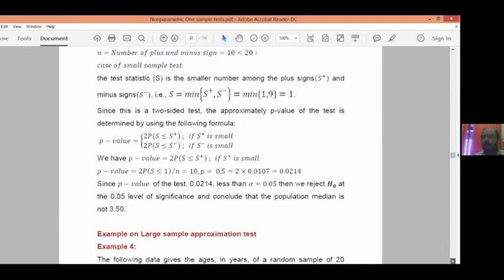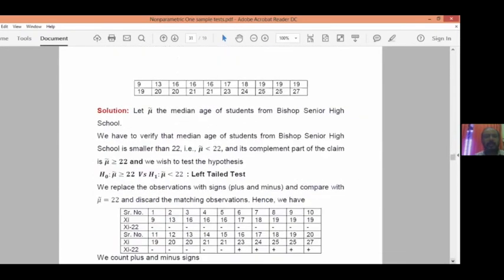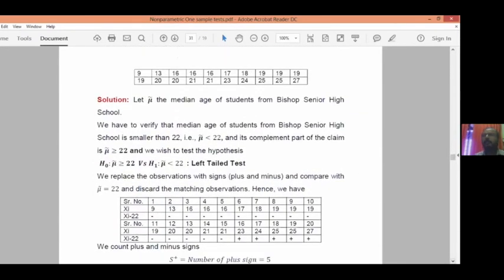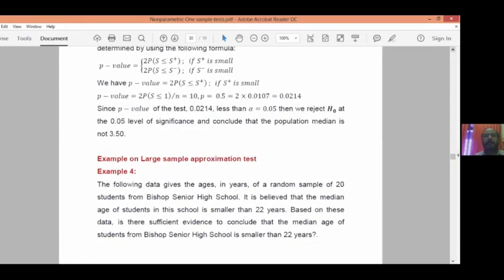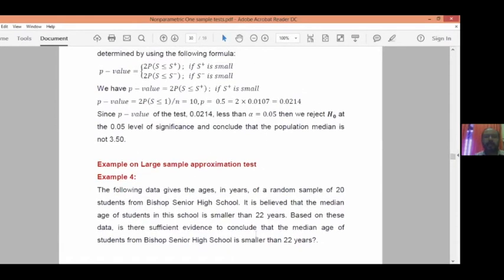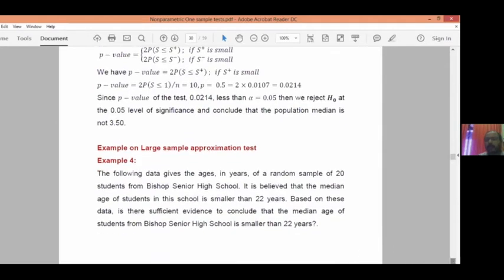One example is here for the large sample approximation test. This is the problem; let me show you the first problem. The following data gives the ages in years of a random sample of 20 students from Bishop Senior High School. It is believed that the median age of students in the school is smaller than 22 years. Based on these data, is there sufficient evidence to conclude that the median age of the students from this school is smaller than 22 years? We have to verify this statement.